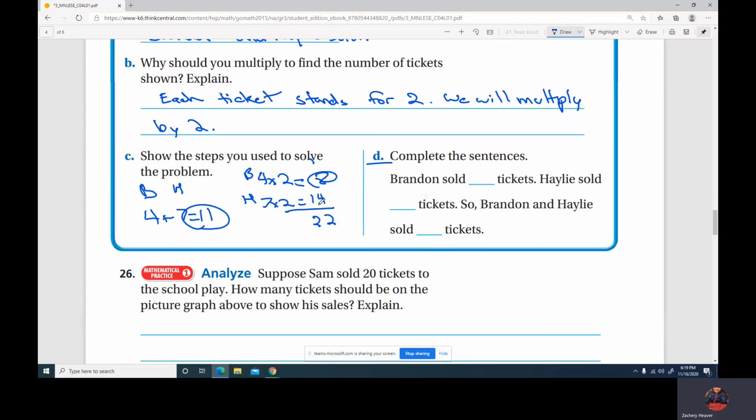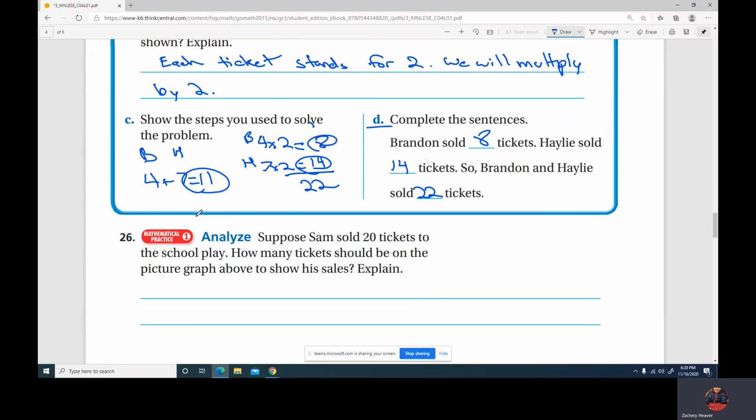Brandon sold 8. Haley sold 14. And together they sold 32 tickets. Oh, 22. I apologize again. I'm sorry. I keep messing up. 22. Make sure you guys get this right. Just like that. Or we could have taken this number and multiplied it by 2.